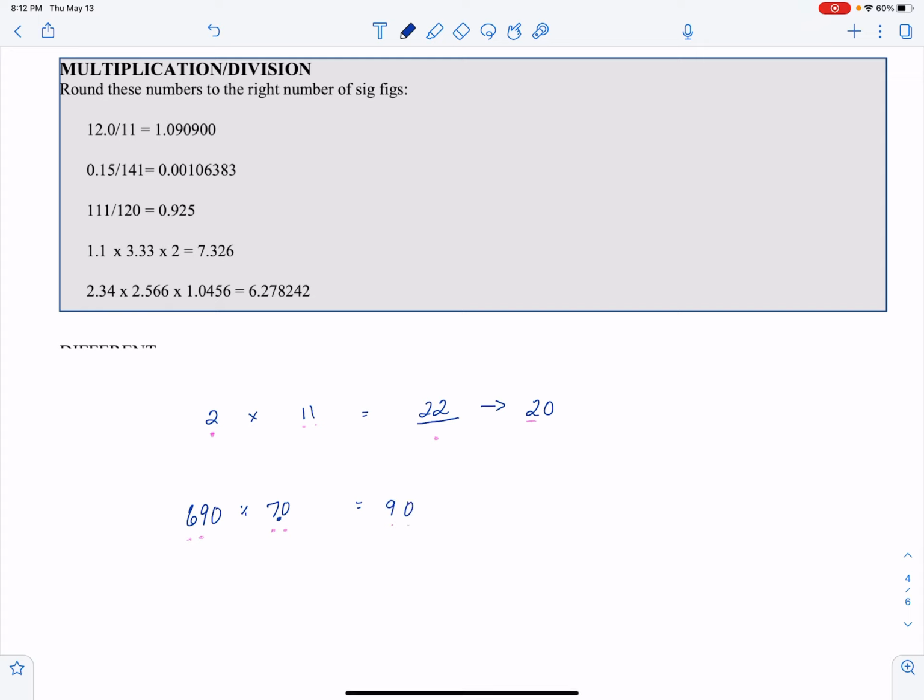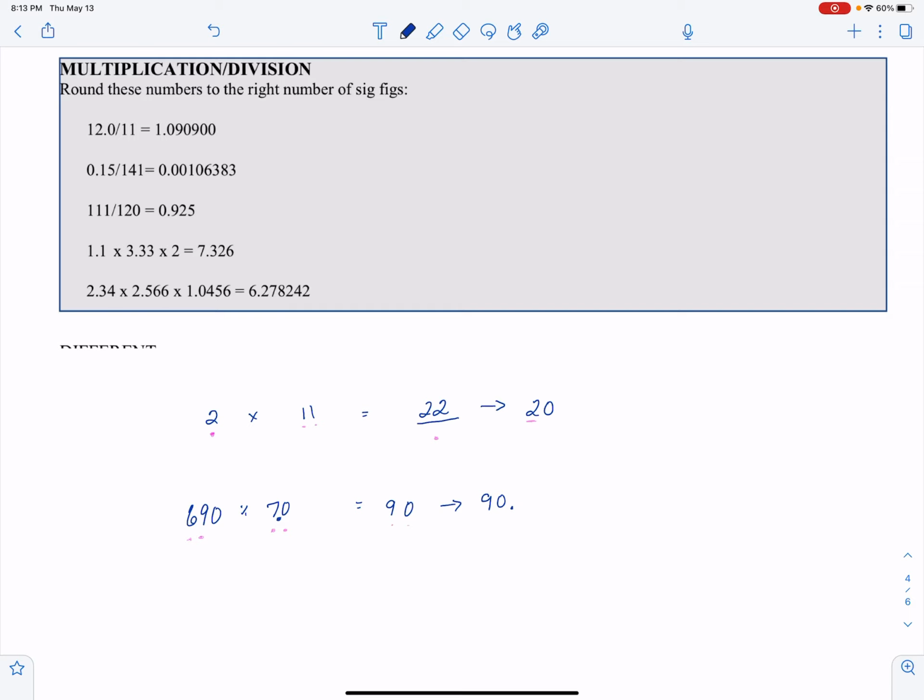And when I write it like that, it doesn't have enough sig figs. So to give him enough sig figs, I'm going to have to write him like this. I can also use scientific notation, which is coming up. And scientific notation will also give him the right number of sig figs.